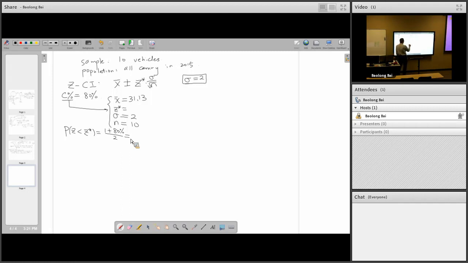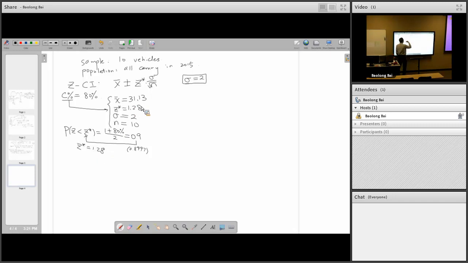If you calculate that out, that'll be 0.9, 1.8 divided by 2. So now we look backward on the z table. You look up the z table to find a z star. The closest probability on the z table is 0.8997. That's closest to 0.9. The corresponding z star will be 1.28. Okay?